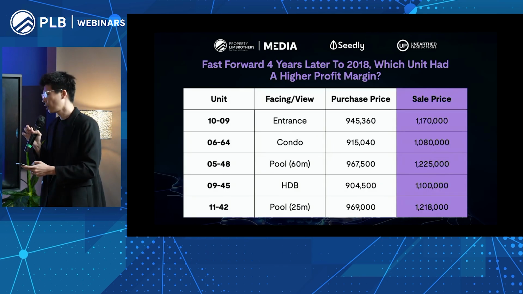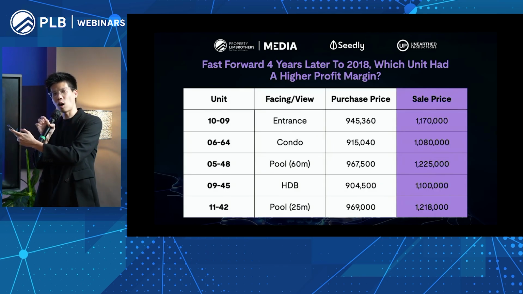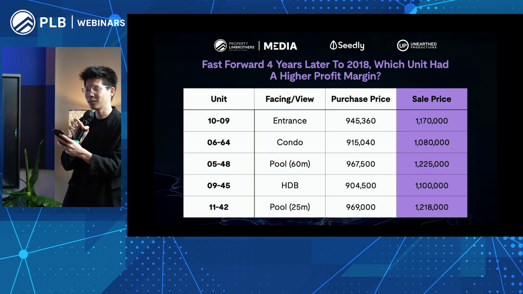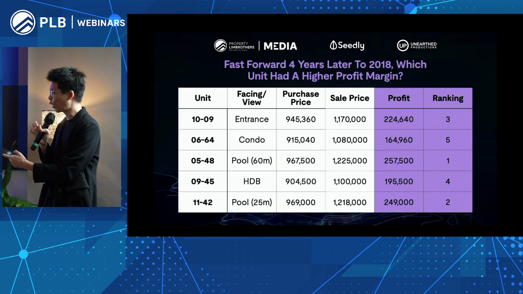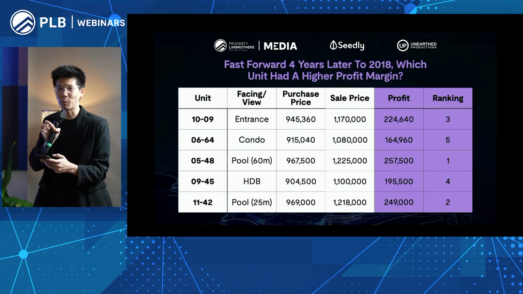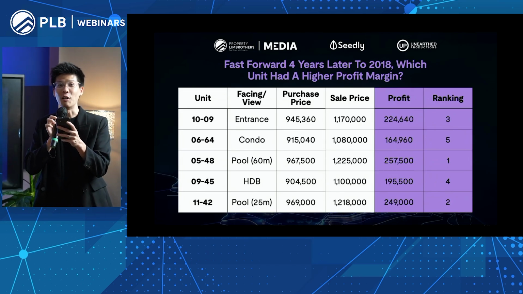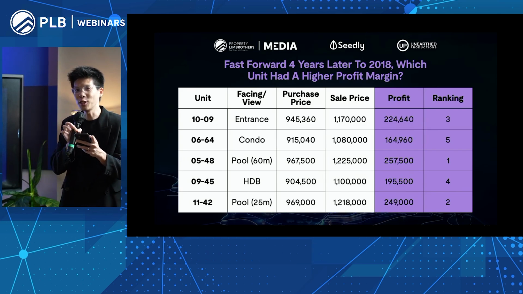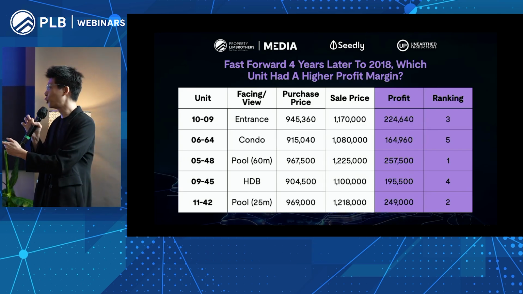So over here, in the summary, I have already put down all the sale prices for all the individual units for the different facing. And for the ease of your comparison, I've calculated the profit for you. And most importantly, the summary of the ranking of which one got the most profitability. So did the unit that you chose just now actually give you one of the better profits?